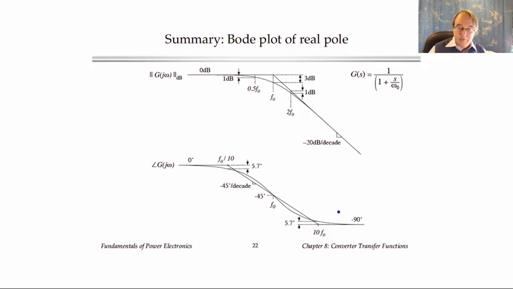So here's a summary of the rules for constructing the magnitude and phase Bode plot asymptotes for the case of the simple real pole. The magnitude asymptotes are 0 dB at low frequency and a minus 20 dB per decade slope at high frequency, with a deviation of minus 3 dB at the corner frequency. The phase asymptotes have a minus 45 degree per decade slope asymptote going from 1/10 of the corner to 10 times the corner frequency. The low frequency asymptote is 0 degrees and the high frequency asymptote is minus 90.